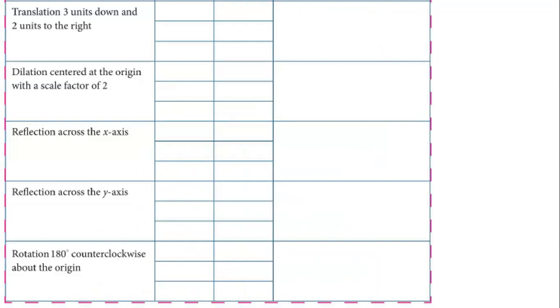All right, so translations. This one tells us that we want to translate 3 units down and 2 units right. So if we're going down, is that adding or subtracting? Subtracting. And if we're going up to the right, that's going to be an add. So the transformation that takes place to our x and our y equals, what are we doing to our x? We're adding. And then what are we doing to our y? Subtracting. That's our rule we're going to follow.